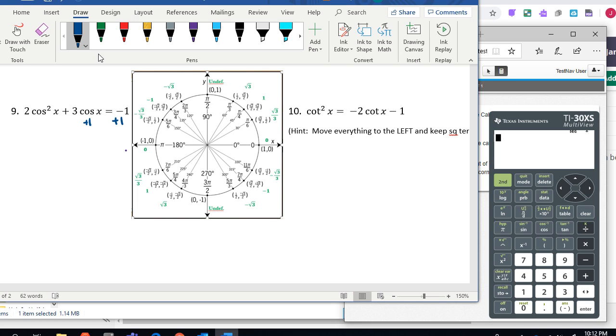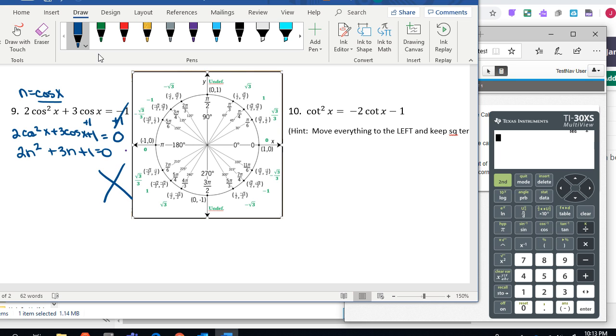So I added 1 to each side because I want this side to equal 0. When I do that, I get 2 cosine squared x plus 3 cosine x plus 1. I've got 3 parts, so I cannot keep a cosine in here and have it make sense for everybody. So I'm going to let n equal cosine of x, so this becomes 2n squared plus 3n plus 1 equals 0.